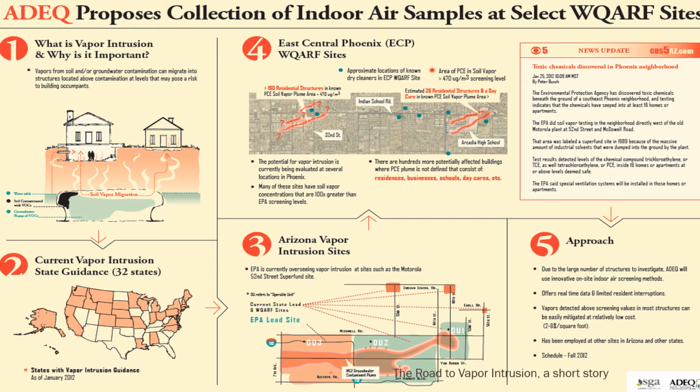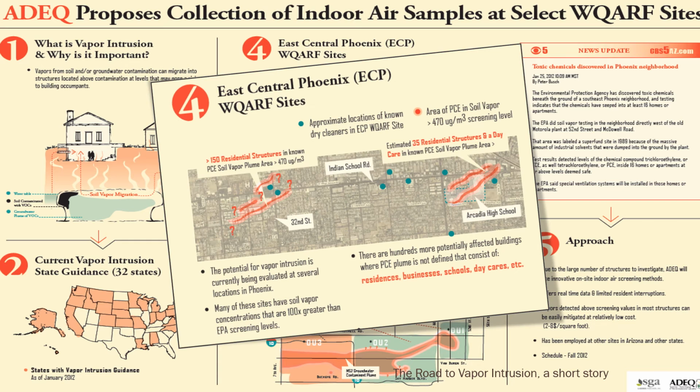We put together what vapor intrusion was, why it was important, the other states that had some kind of guidance, the Arizona vapor issues going on at the federal sites, as well as what our site was in East Central Phoenix, and our approach. We also put in a section about the media coverage of these issues, that we had to contend with and that they should be aware of. The governor approved us to proceed.